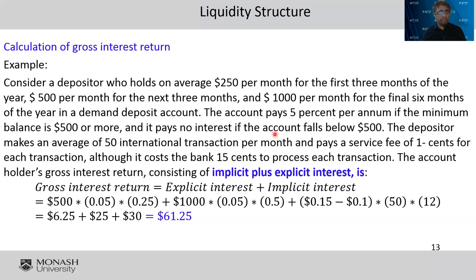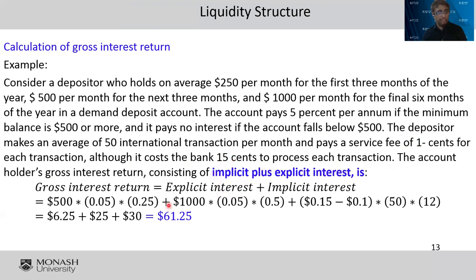This is a demand deposit. The account pays 5% per annum if the minimum balance is 500 or more, and pays no interest if the account falls below 500. So the depositor makes an average of 50 international transactions per month and pays a service fee of 1 cent for each transaction. And the cost of this transaction is 15 cents. They only charge you 1 cent. Now we want to see how much they provide you as an interest, which is explicit, and how they pay for you as a cost for your transactions, which we call implicit.